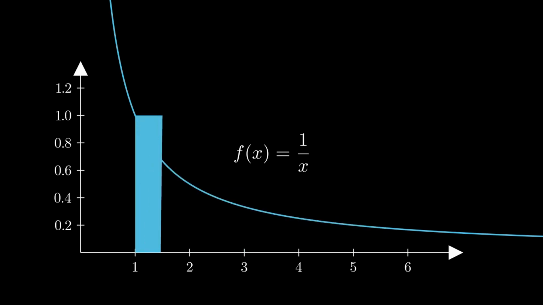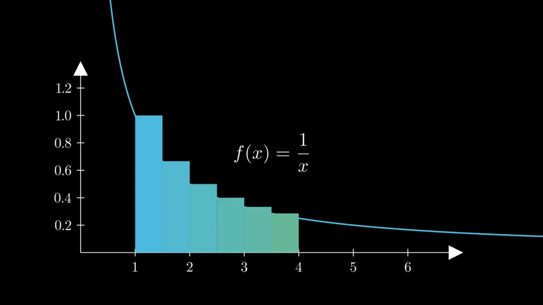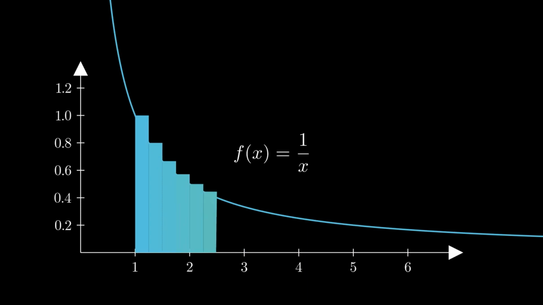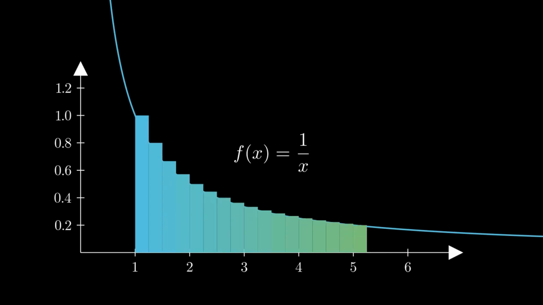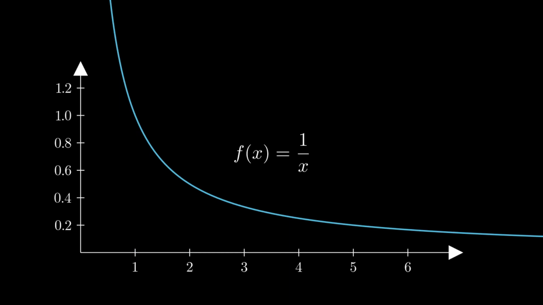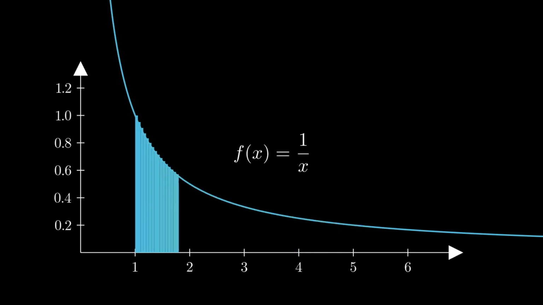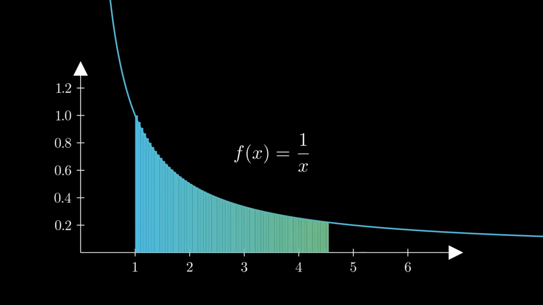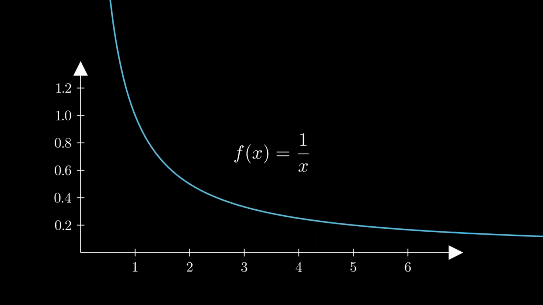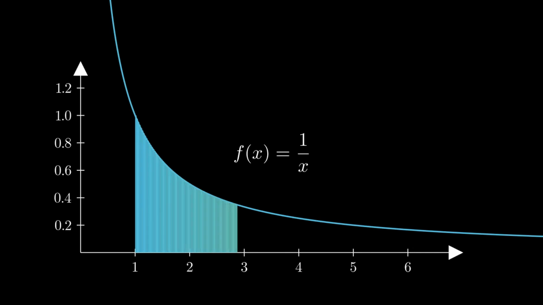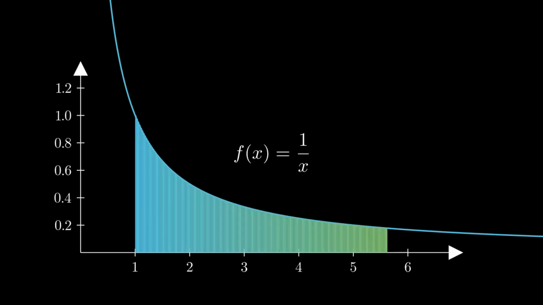Let's now make the rectangles thinner, that is, let's add more rectangles over the interval. As more rectangles are added, the area of all the rectangles combined gets closer to the area under the curve. If we take the limit as the width of the rectangles goes to 0, or similarly, the limit as the number of rectangles goes to infinity, then the area of the rectangles approaches the area under the curve. The limit of the sum of the areas of the rectangles as the number of rectangles tends to infinity may in itself be taken as a definition of the definite integral.